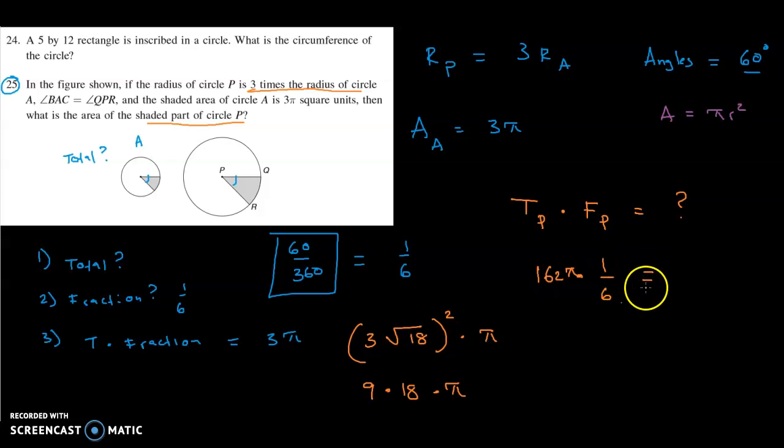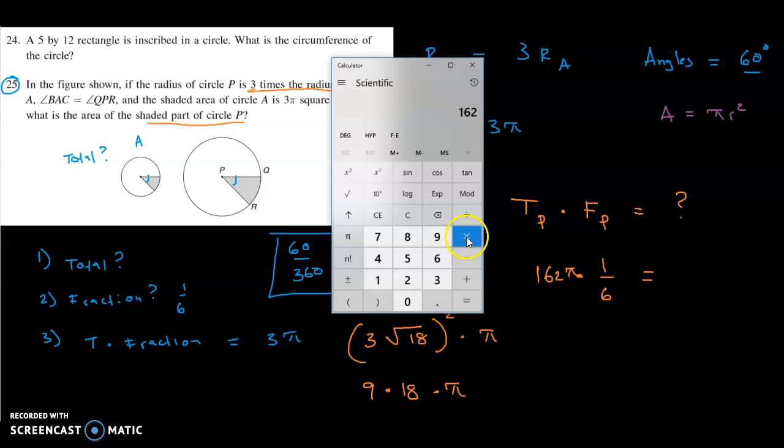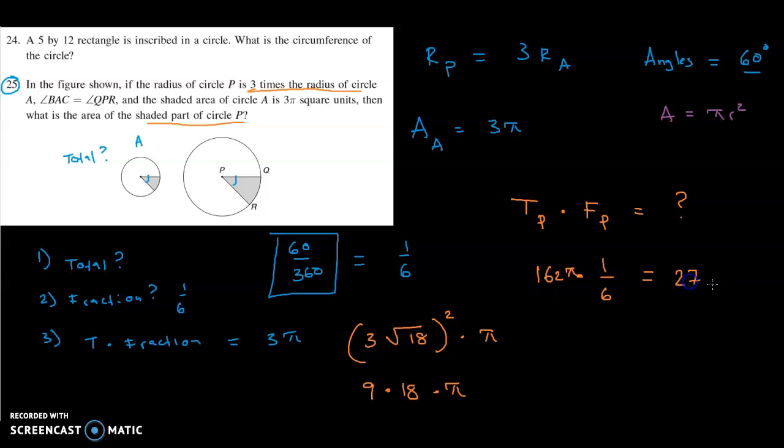Times 1/6. The fraction would be, what is this going to be? 162 times, well, actually, hold on, times 1. Hold on a second. Whoops, what did I just do? Never mind. 162 divided by 6 gets us to 27 pi would be the area of the fraction.